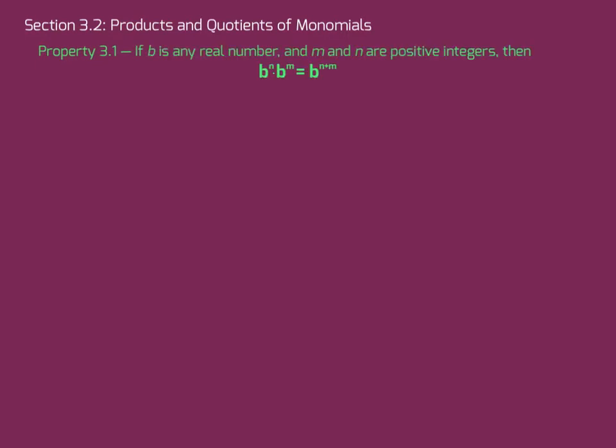Property 3.1 says, if b is any real number and m and n are positive integers, then b to the power of n times b to the power of m equals b to the power of n plus m. Basically, we sum the two exponents together.